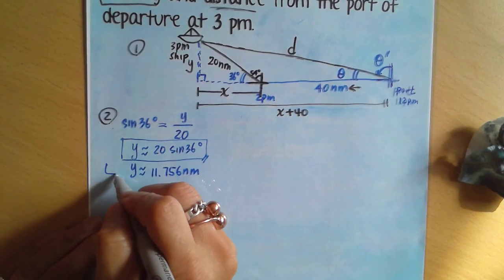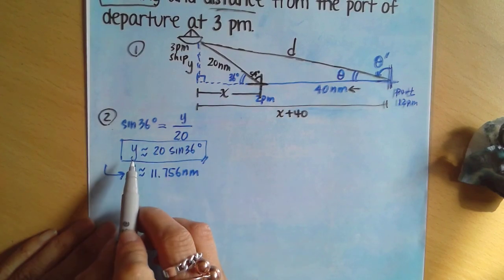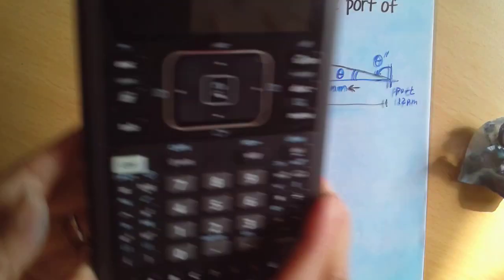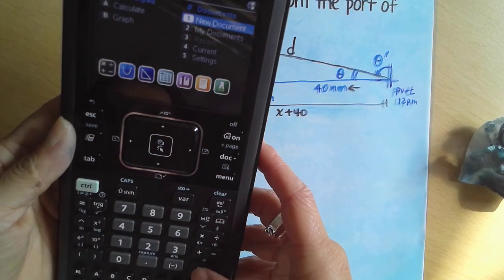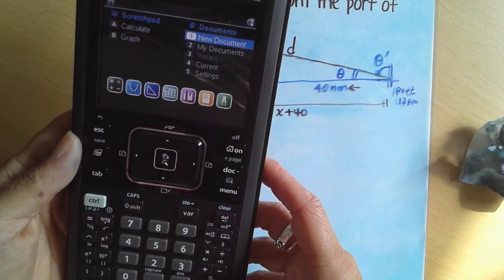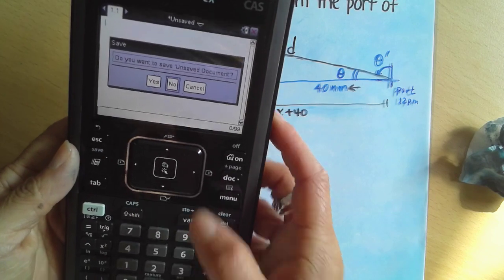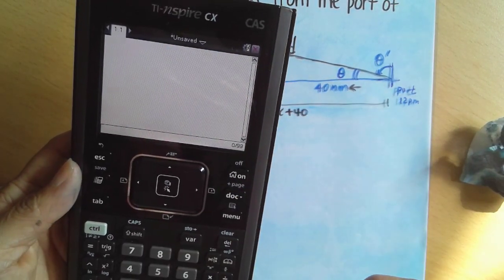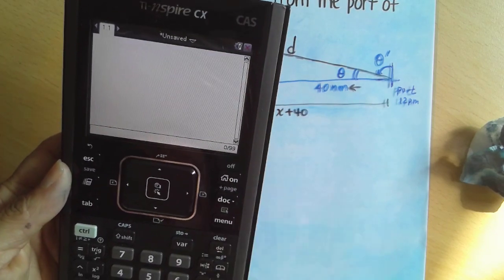I'm not going to worry so much about this value. If you want, you can plug this into your calculator and store it. Let's actually do that, okay? So I'll show you two different methods, but new documents. So I'm going to use my documents. I'm going to say I don't want to save anything. Just make sure that you're in degree mode, and I've already changed it to degree mode on my documents form.